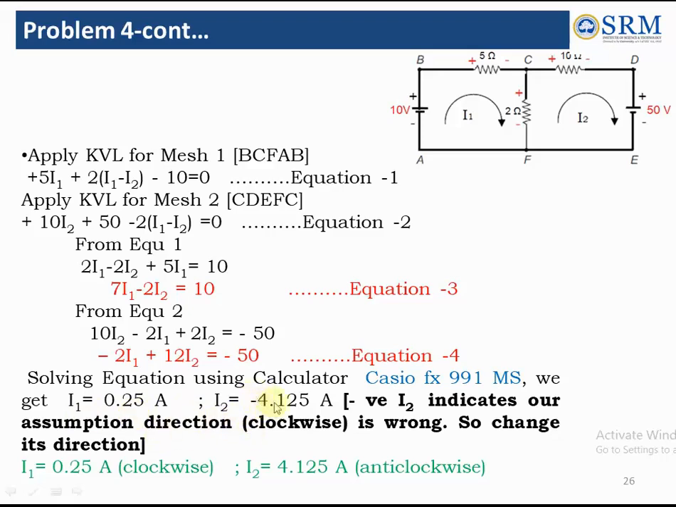If the current value of I2 is negative, that means our assumed direction, the clockwise direction, is wrong. So we have to change it to anti-clockwise, since the current cannot be a negative value. I1 is clockwise, I2 is anti-clockwise.